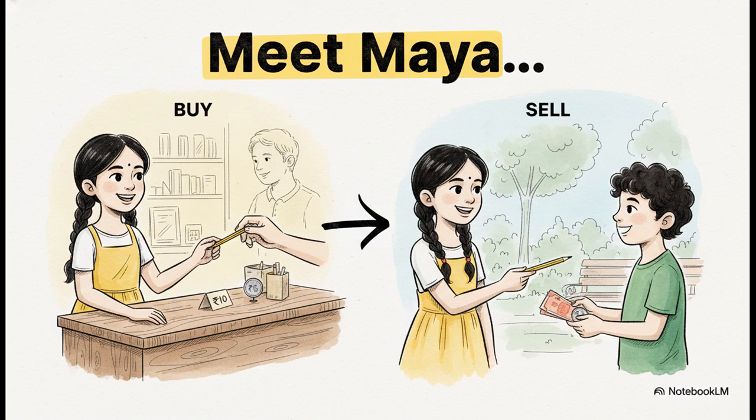So, to make this super easy to get, let's start with a little story. Meet Maya. She goes to a store and buys a pencil for 10 rupees, and then, a little later, she sells that same pencil to her friend for 15 rupees. We're going to use this simple little transaction to understand our two big ideas.